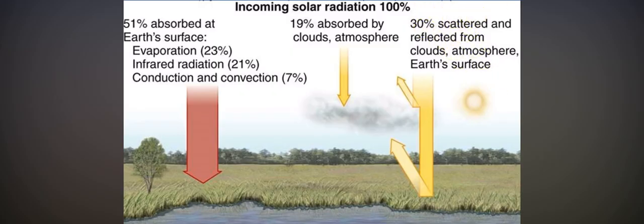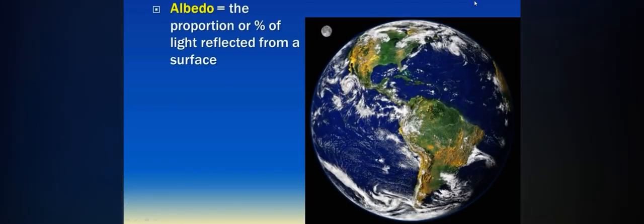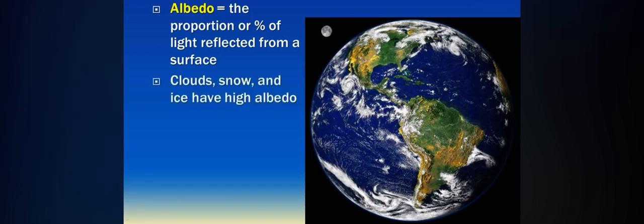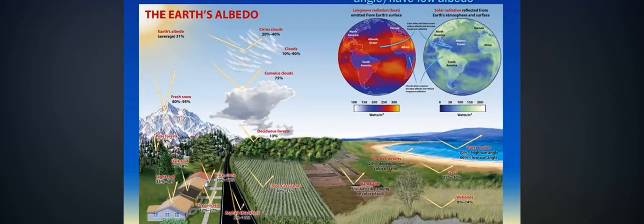Earth's albedo is 30%. So this reflected light is involved with albedo. So albedo is the proportion or percentage of light reflected from a surface. Notice the clouds and the snow have a high albedo, and the ocean and forests have low albedo. This diagram is something you could study a little bit, and you can notice the different albedos listed here.